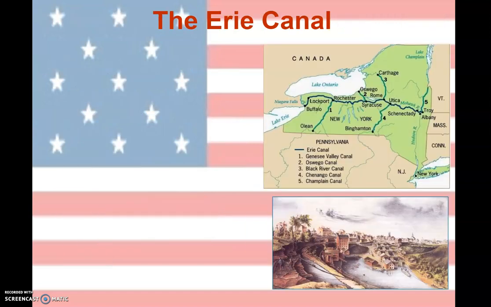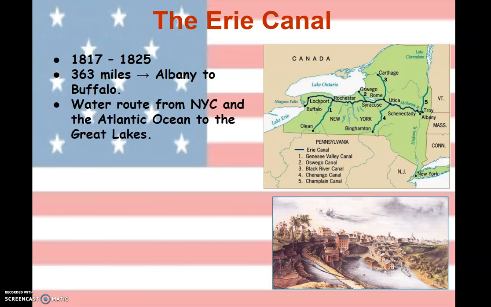Cool. The other aspect of internal improvements we're going to see under the American system is the Erie Canal. Takes us a while to build it too, 1817 to 1825. When it's done, it's 363 miles long. It spans from Albany, New York to Buffalo, New York. Now, the reason this is important is because we wanted a water route that we could take from New York City or the Atlantic Ocean all the way to the Great Lakes.